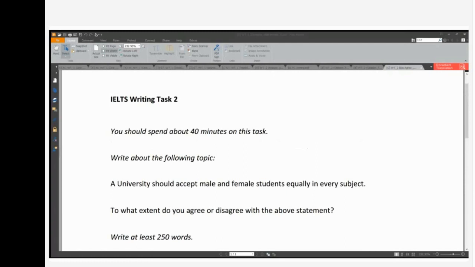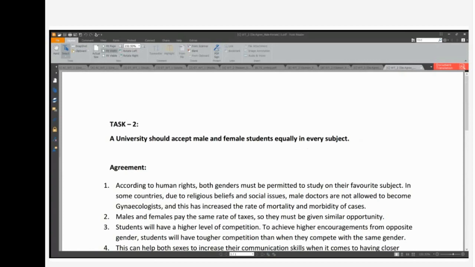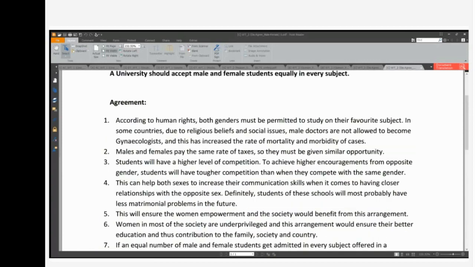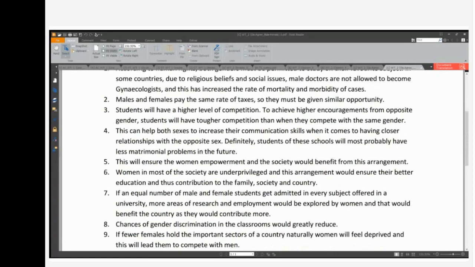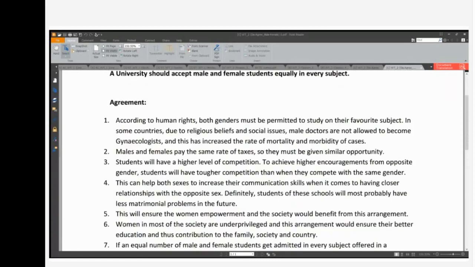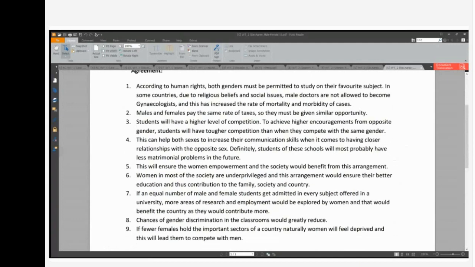So let's think about the agreements and why we can agree with such an idea. I have a few points here to discuss. So the first one, we can say that according to human rights, both genders must be permitted to study their favorite subject. So if someone has a particular interest in a particular subject, they should be given the chance to study regardless of their gender.